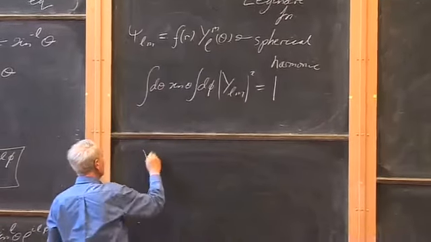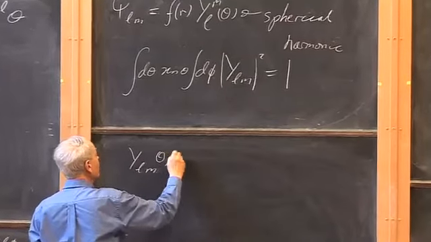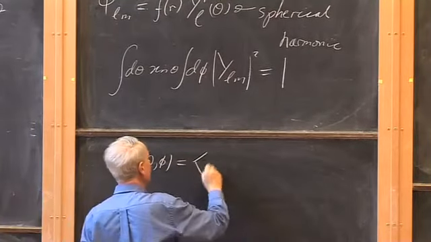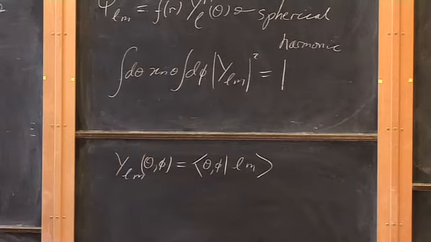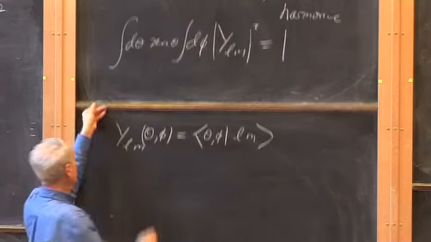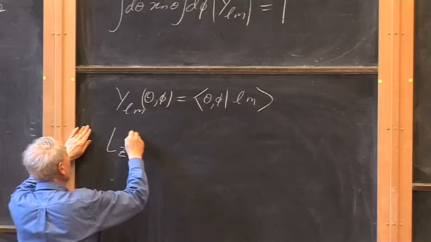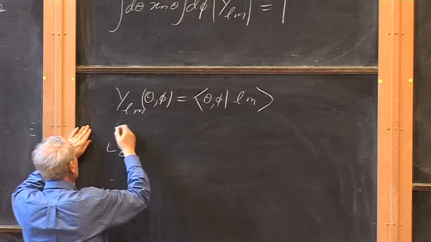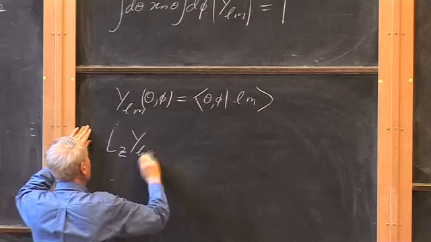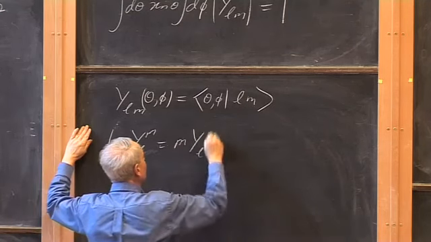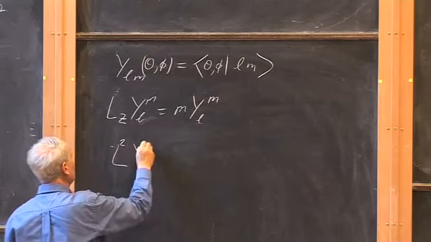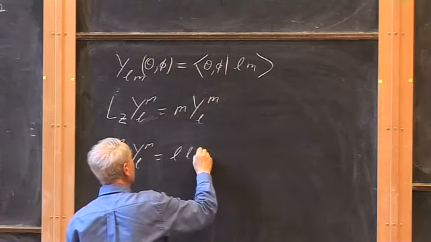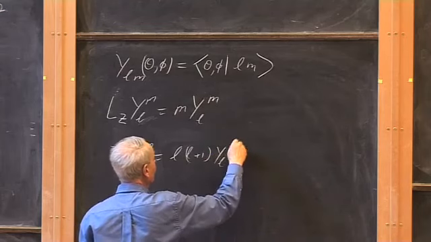So these things, YLM theta and phi, are essentially the wave functions. They're the wave functions belonging to states of well-defined orbital angular momentum. That is to say, if in the position representation you apply Lz to YLM, you get m times YLM, which is a trivial result because this thing goes like e to the i m phi. And if you apply L squared to YLM, you get L times L plus 1 times YLM.